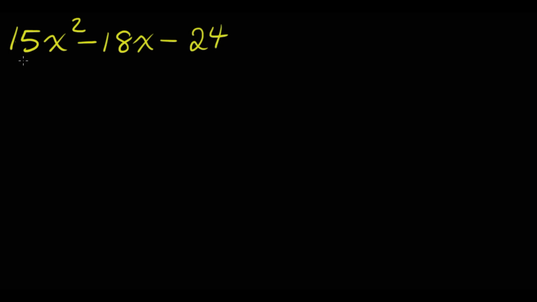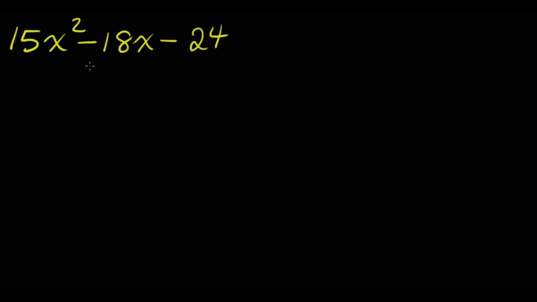We are going to look at one more. This would be the last one. Let's take a look at 15x squared minus 18x minus 24. Wow, there's some really big numbers here. Okay, so you got 15 is your A, negative 18 is your B, and then negative 24 is your C.